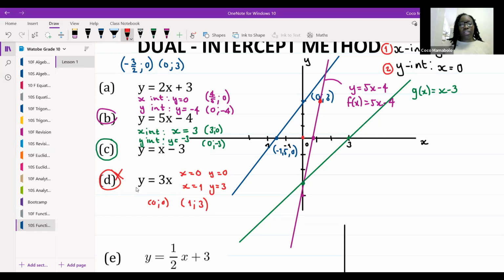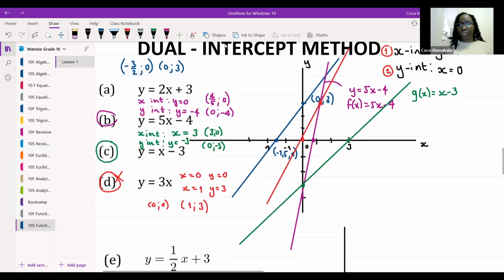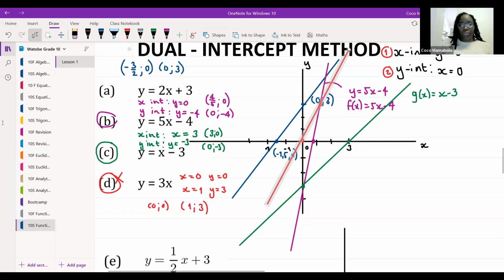And then we can just join them with a ruler. Just grab a ruler and join. There we go. And we're done. That's all. Okay, not difficult at all. Are we okay with this concept? Give me a thumbs up if we're okay.